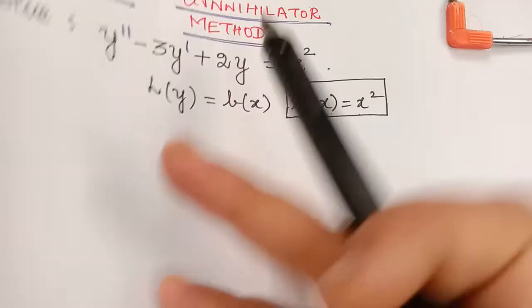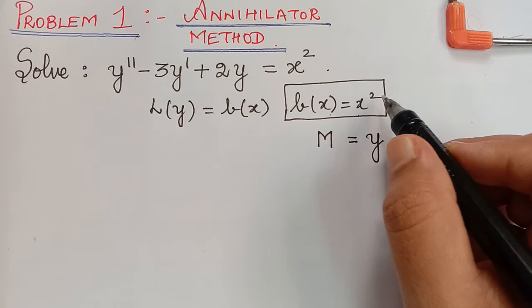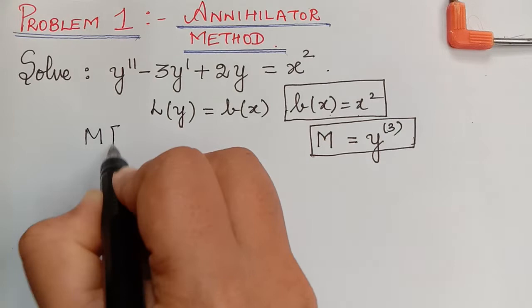So we choose the annihilator operator capital M to be equal to D power k plus 1. The value of k here is 2, so 2 plus 1 is 3. So this will be the annihilator operator for the given b of x. Now operating on both the sides with capital M, M of L of y will be equal to M of b of x.